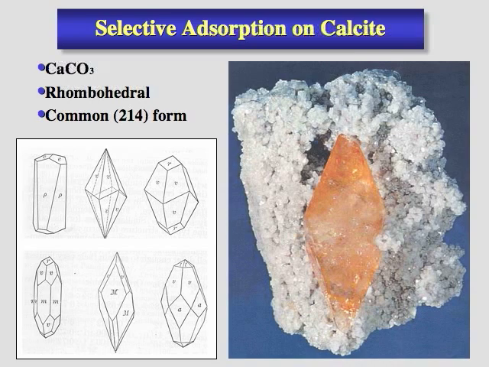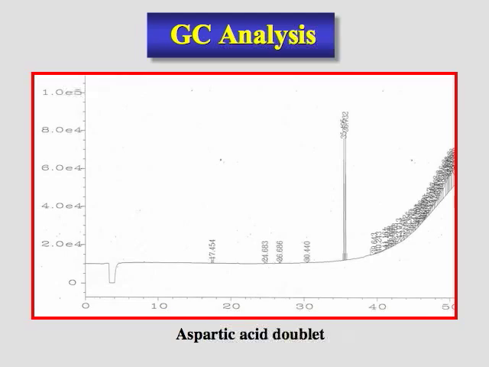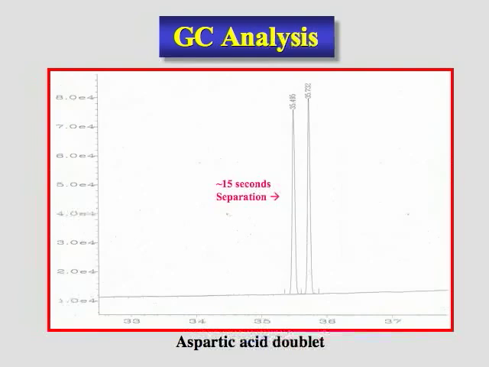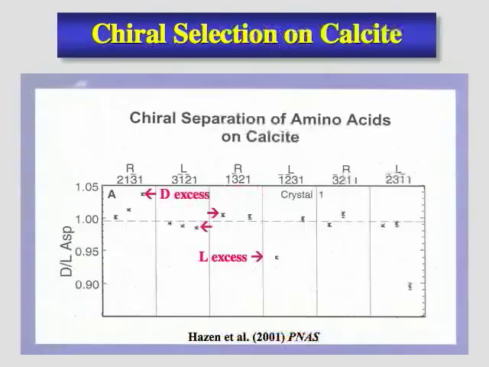Here's one of Glenn's GC analyses. What you see here is the baseline and the aspartic acid doublet. Blowing that up, you see how clean his baseline was. You see the separation, about 15 seconds, for the left and the right-handed aspartic acid. And it's the area ratio of those 2 peaks that tells you the D to L ratio of left- and right-handed amino acids. Here are the results of one set of experiments.